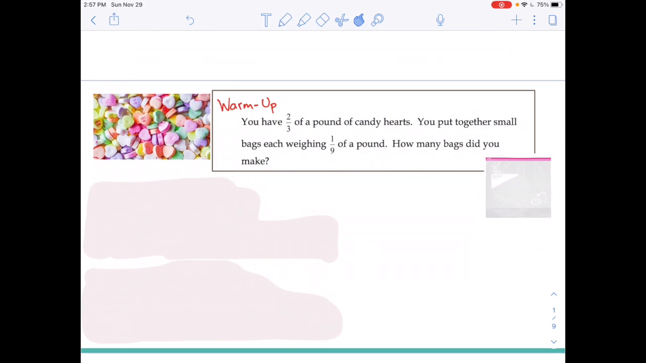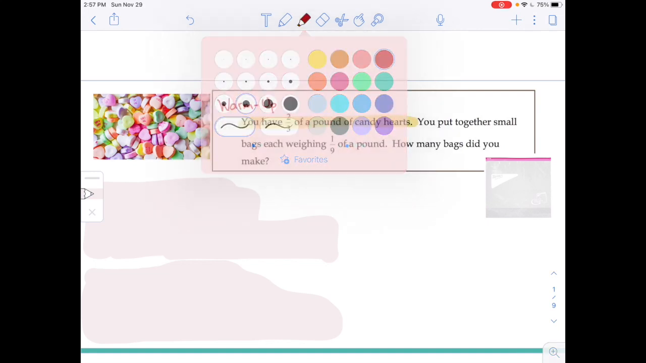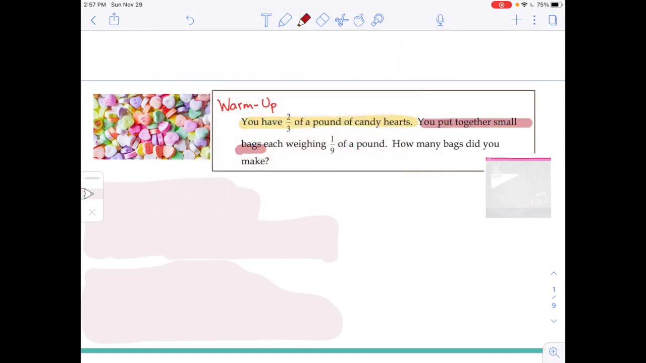You have 2/3 of a pound of candy hearts. You put together small bags, each weighing 1/9 of a pound. How many bags did you make?